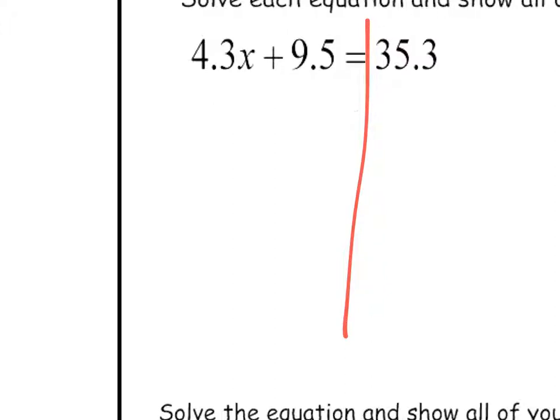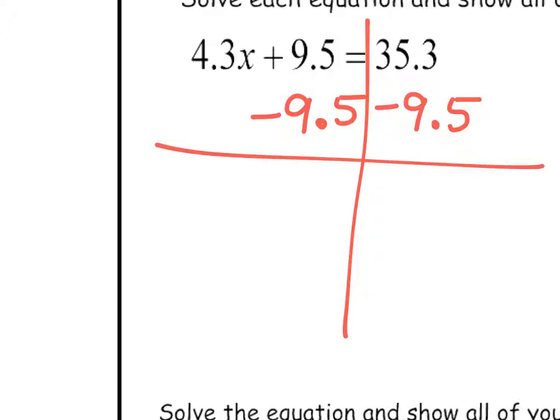I have plus 9.5, so I'm going to subtract 9.5 first, because when we solve two-step equations, we get rid of our addition or subtraction first. I show that I'm subtracting 9.5 on both sides. The 9.5 minus 9.5 goes to 0, so I get to cross that out. Bring down what you've got left. I have 4.3x is equal to, what is that, 25.8?